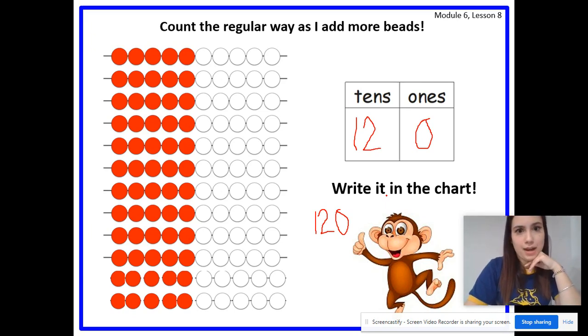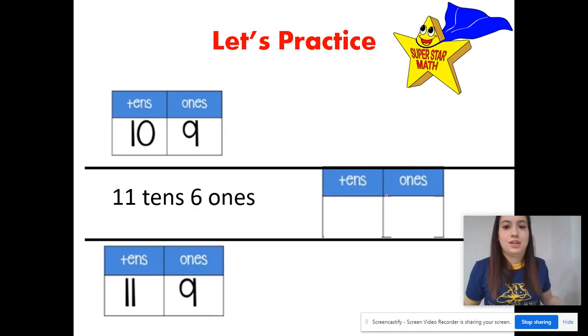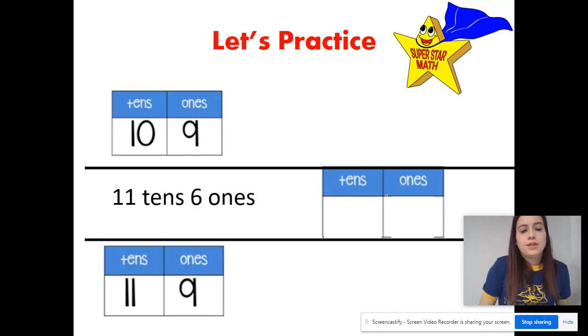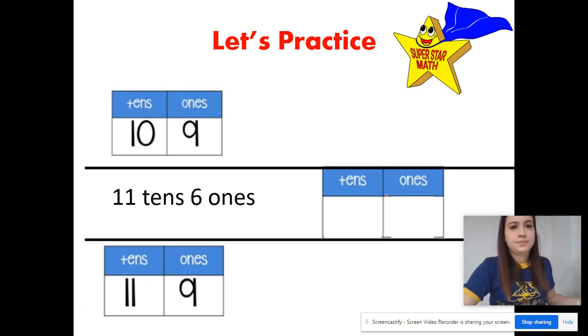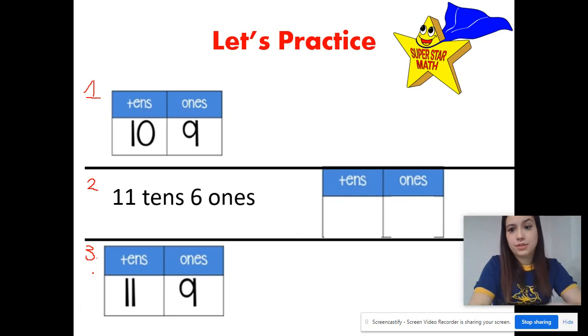Now it's your turn to practice. Are you ready? I know you're ready. Okay, let's practice. Go ahead and write down this in a blank piece of paper in your workbook. So this is going to be problem 1. This is problem 2. And this is problem 3. Go ahead and pause the video at this time so that you can write everything down. And when you're ready to practice, press play.